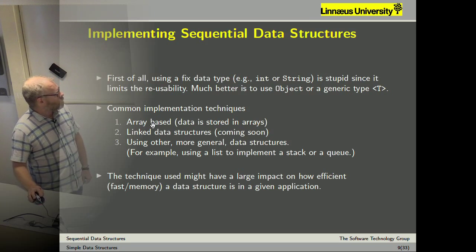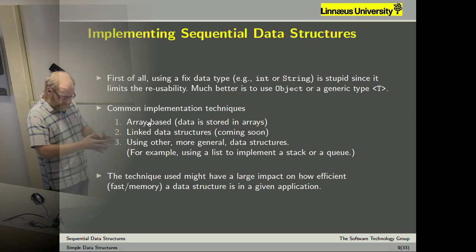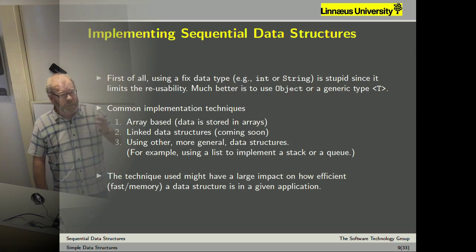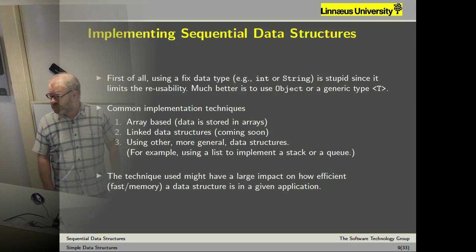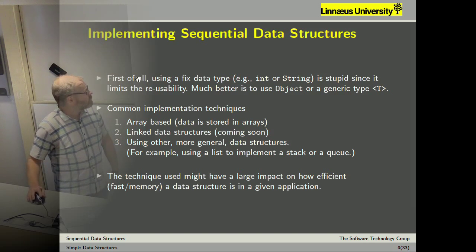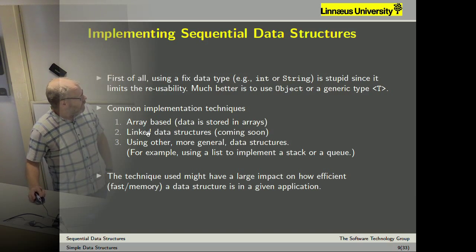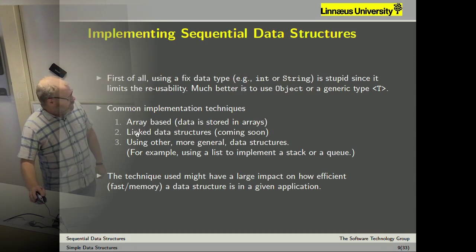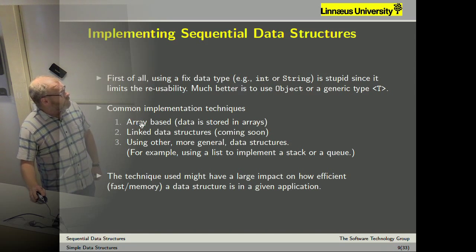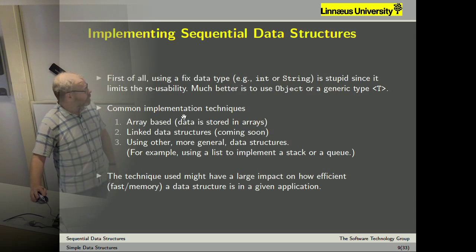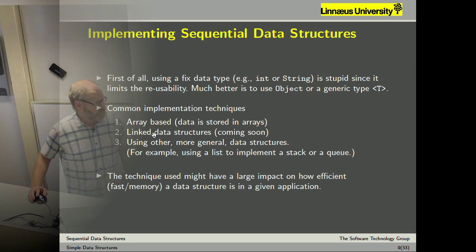Implementation techniques. Array-based means we are inside our implementation using an array to store our data. We have seen it in my examples of a list. We used an array, and when we didn't fit any more elements, we made it twice as large. So this is an array-based implementation. I will later on in this lecture talk about linked data structures. These two are the most important implementation techniques for sequential data structures. They have both their pros and cons. You will see that at certain operations, this one is better. At other operations, this one is better.